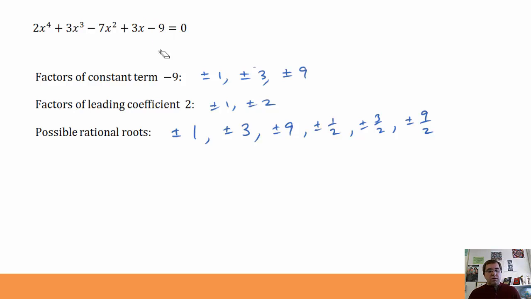Okay. So 1 to any power is always 1. That's why it's easy to try. So I have 2 plus 3, which is 5, minus 7, that's negative 2, plus 3 is 1, minus 9 is negative 8, and that's not 0. So 1 does not work.